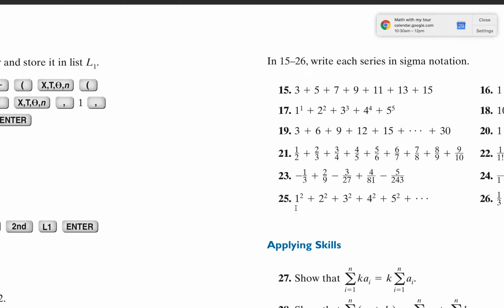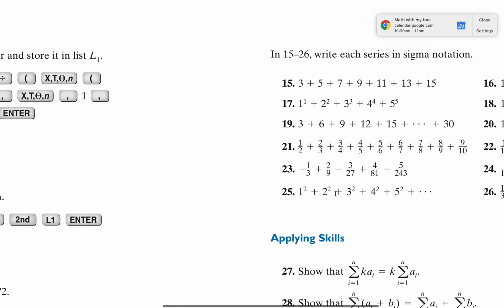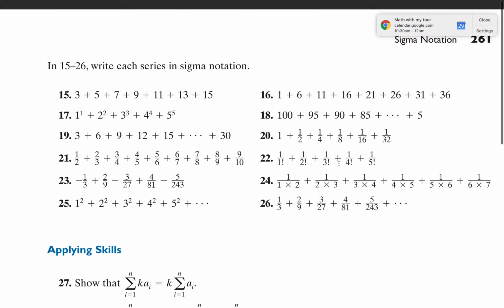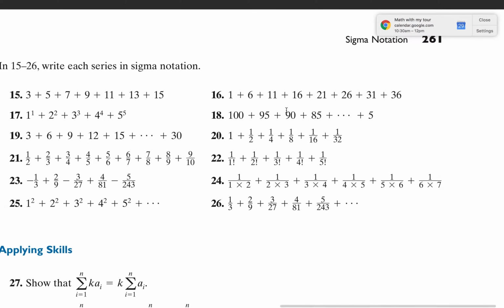Right, now let's take question 16. So we go to the 16th question. It's 1 plus 6 plus 11 plus 16 plus, and so on. We have a difference of 5. Yeah, the common difference is 5.